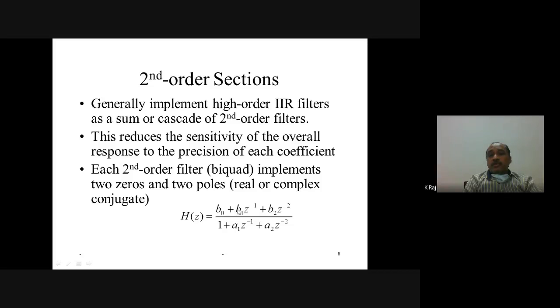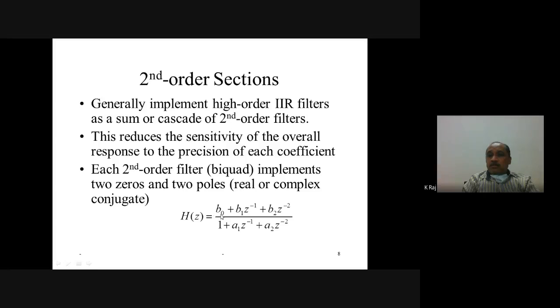The precision effect of each coefficient will be reduced if we use second order sections and first order sections in place of designing the complete required order directly. For example, if we have to design a 32nd order system, then that will be broken into 16 second order sections, and each second order filter, named a biquad, implements two zeros and two poles that will be real or complex conjugate.